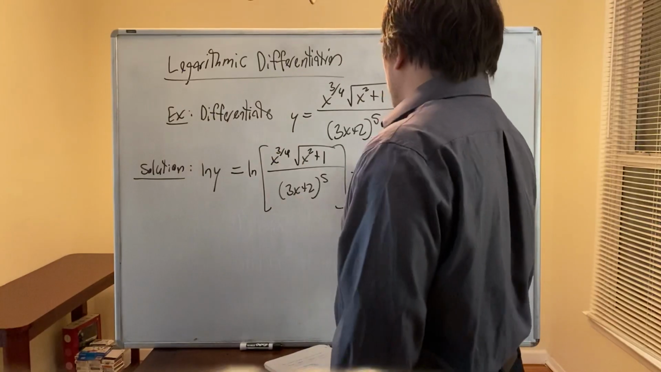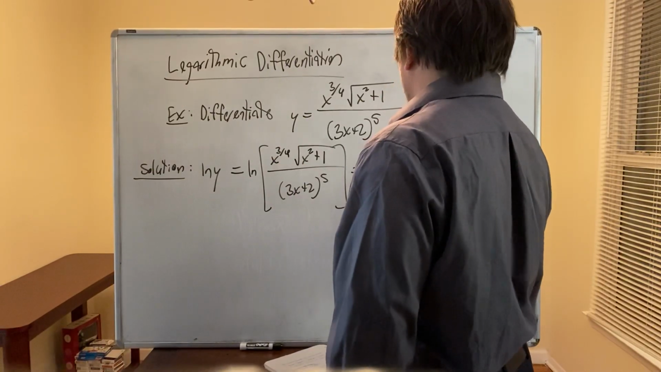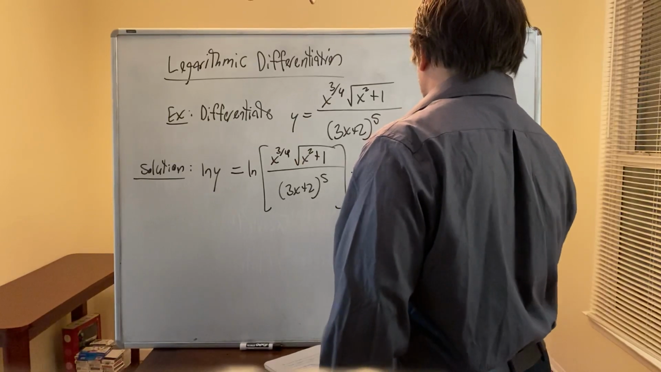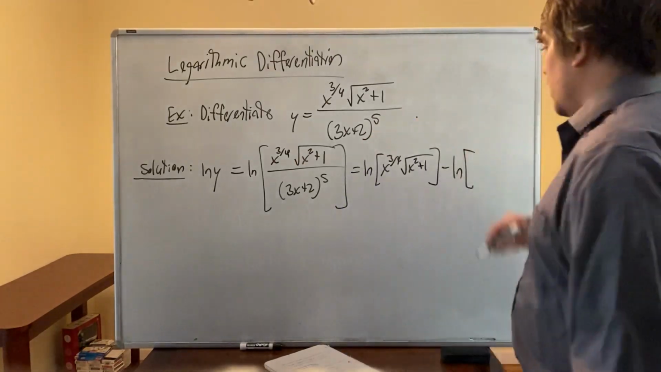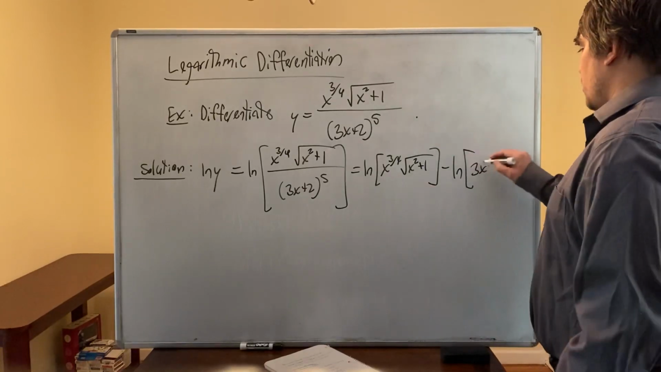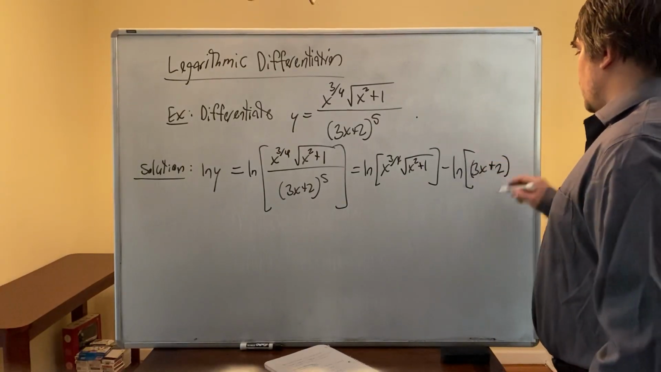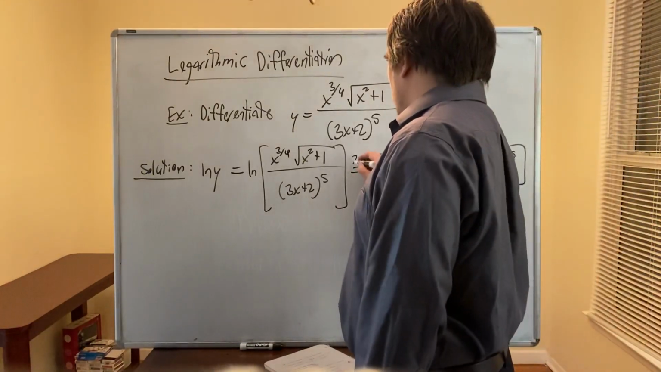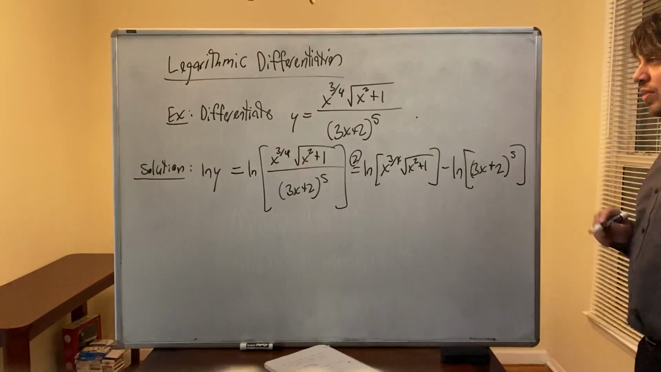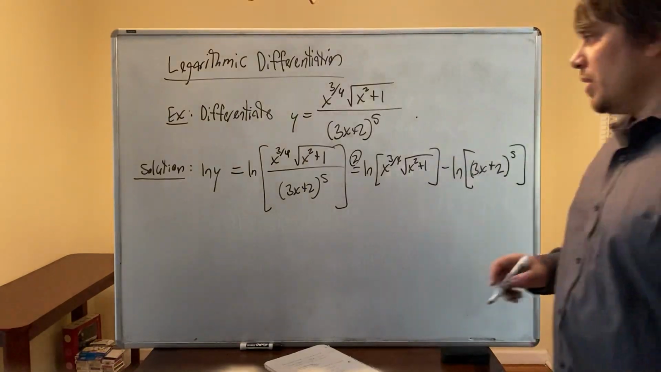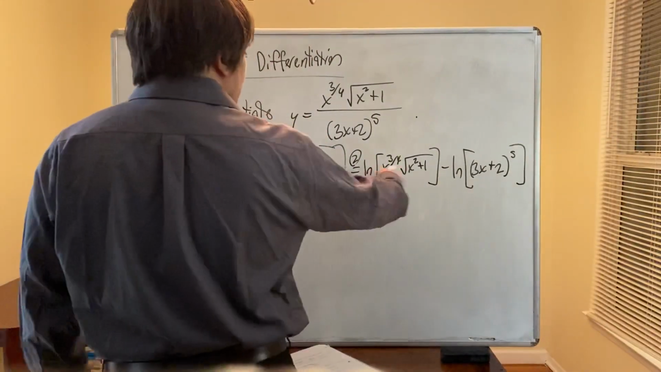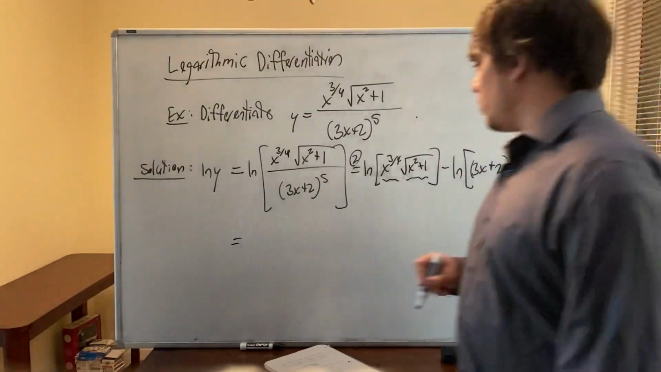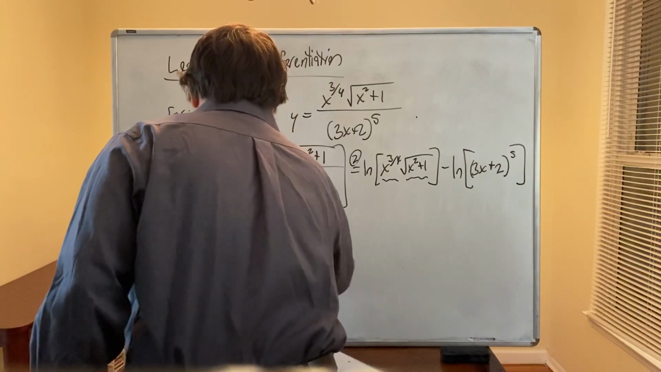Ln of this fraction is equal to ln of x to the 3/4, square root of x squared plus 1, minus ln of the denominator, which is 3x plus 2 to the 5th power. And this is by the second law of logarithms, right? Ln of a fraction is ln of the numerator minus ln of the denominator. This is equal to, now I'm going to use the first law of logarithms. It's ln of the product of two functions. Those two functions is equal to the sum of the ln's of those two functions.